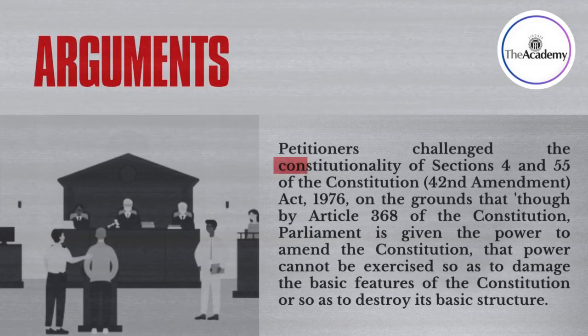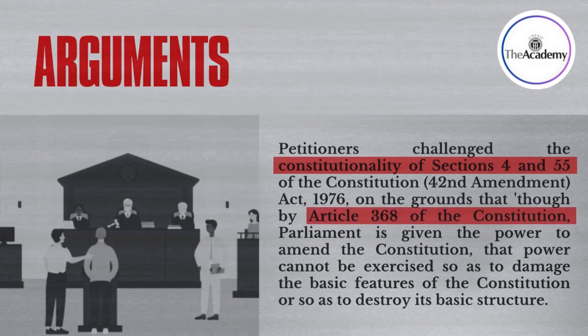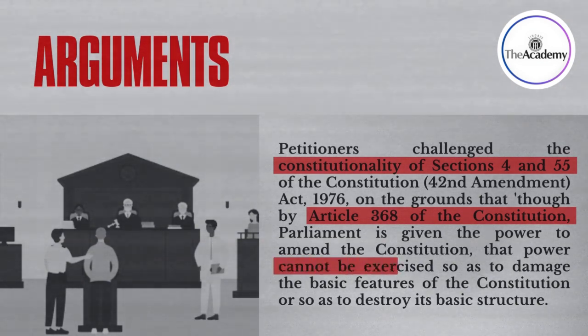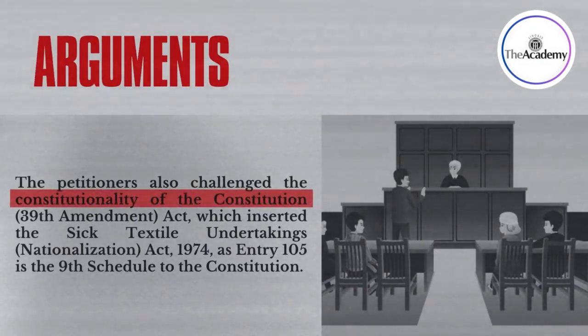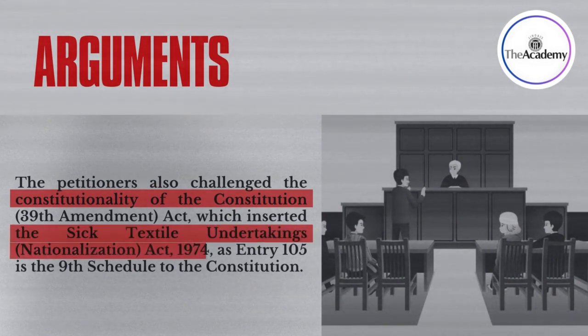Petitioners challenged the constitutionality of Sections 4 and 55 of the Constitution 42nd Amendment Act 1976 on the grounds that though by Article 368 of the Constitution, Parliament is given the power to amend the Constitution, the power cannot be exercised so as to damage the basic features of the Constitution or so as to destroy its basic structure. The petitioners also challenged the constitutionality of the Constitution 39th Amendment Act, which inserted the Sick Textile Undertakings Nationalization Act 1974 as entry 105 in the 9th Schedule to the Constitution.